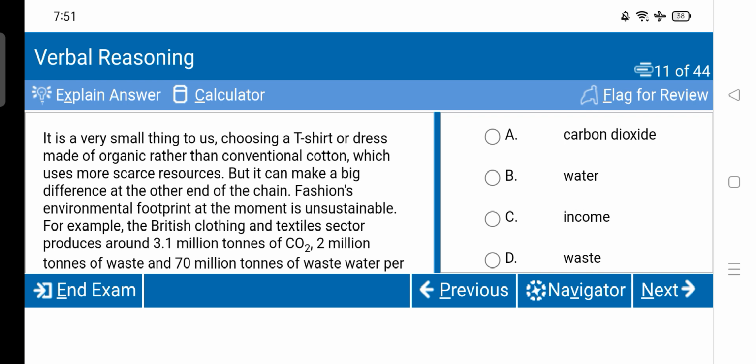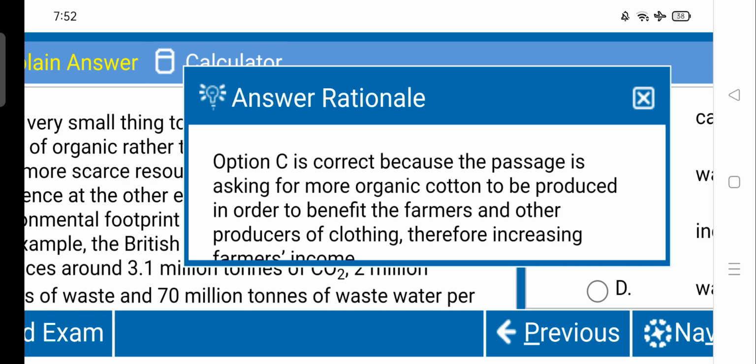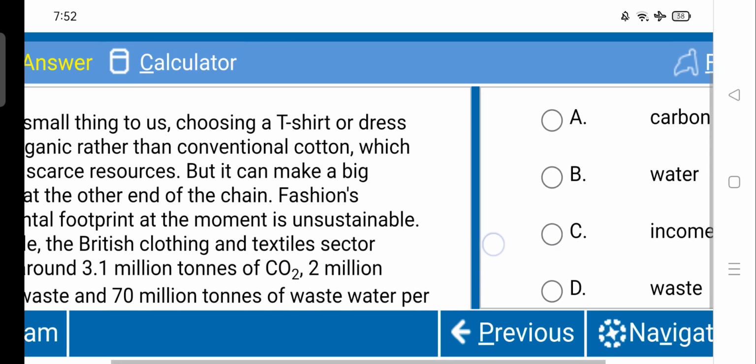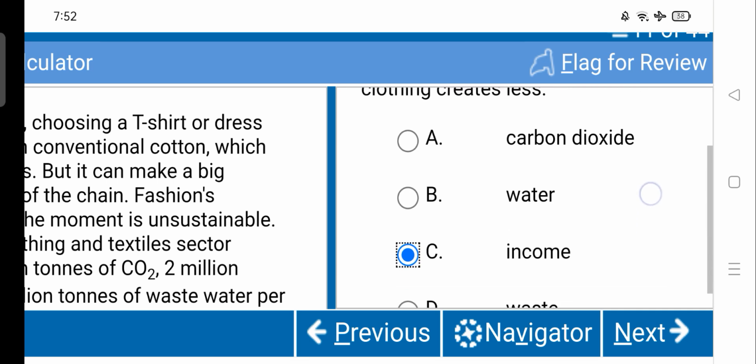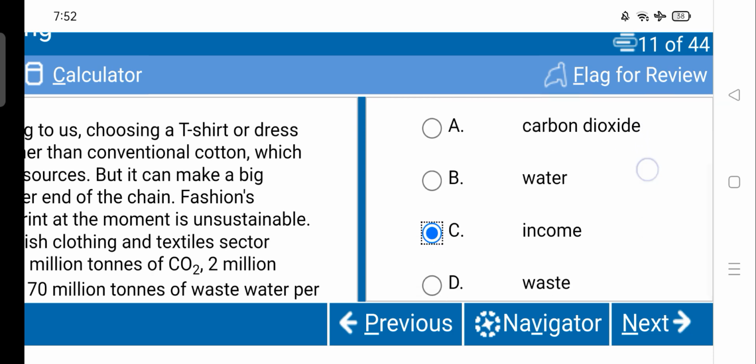So we have still the same passage for this question also. Here we have option C is correct because the passage is asking for more organic cotton to be produced in order to benefit the farmers and other producers of clothing, therefore increasing farmers' income. So option C, income, is the correct option. Producing conventional cotton clothing rather than organic cotton clothing creates less income.